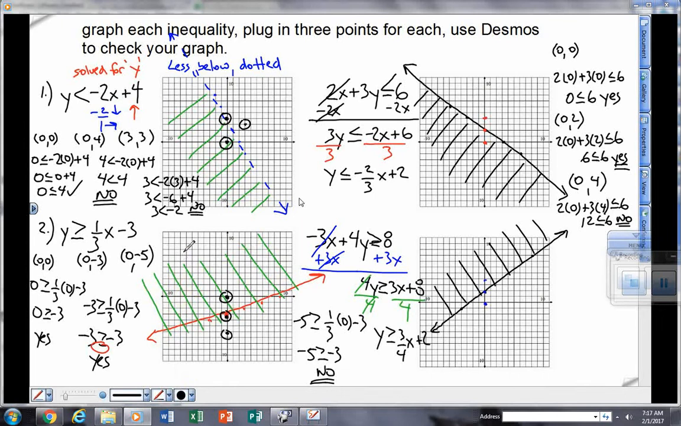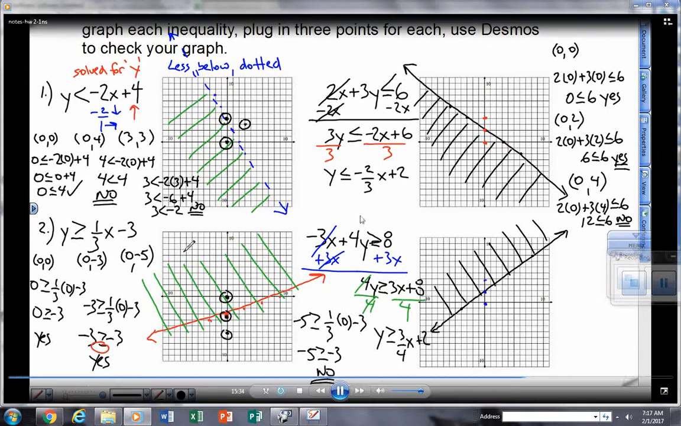That one will work. I'm going to plug in 0, 4 into my original inequality right here. So negative 3 times 0 plus 4 times 0. It looks like I'm checking 0, 0 first. I'm sorry. So that gives me 0 greater than or equal to 8. That is a false statement. This point 0, 0 for x and y did not work.